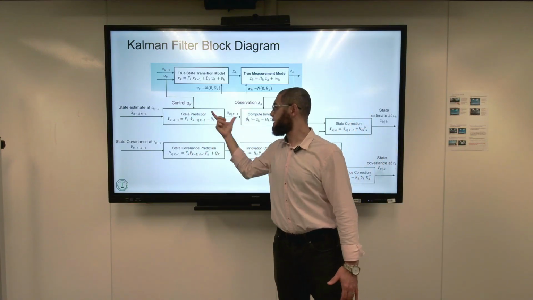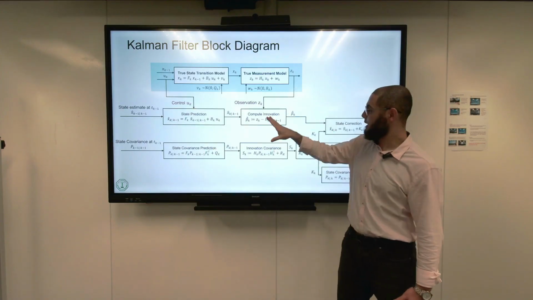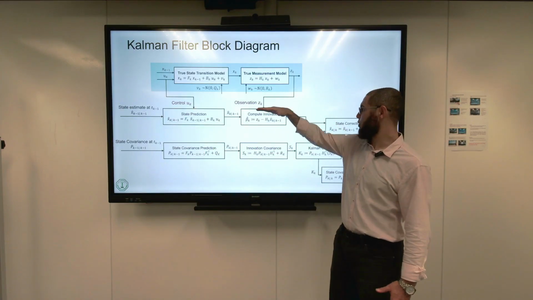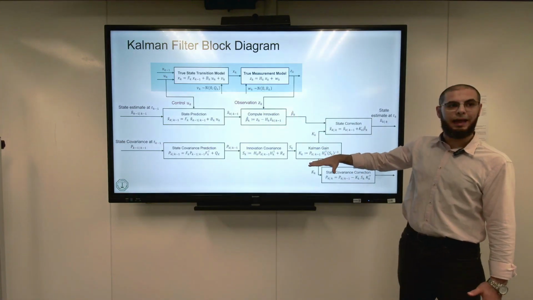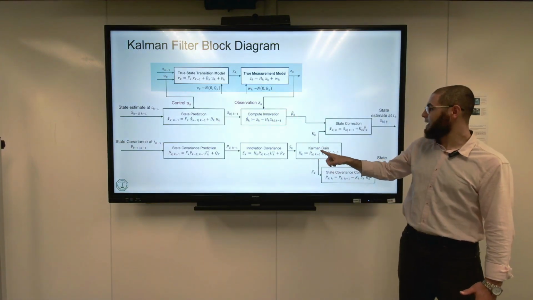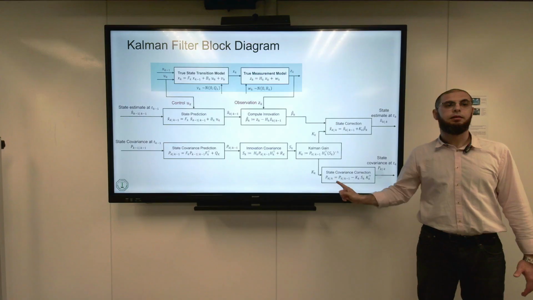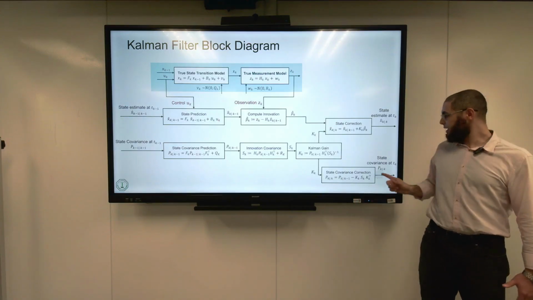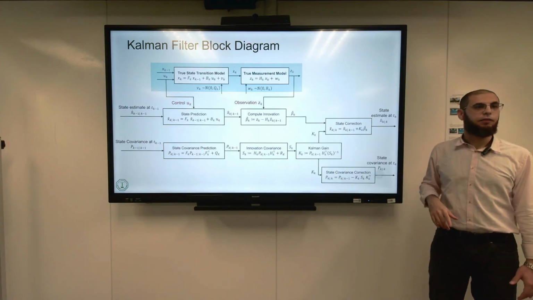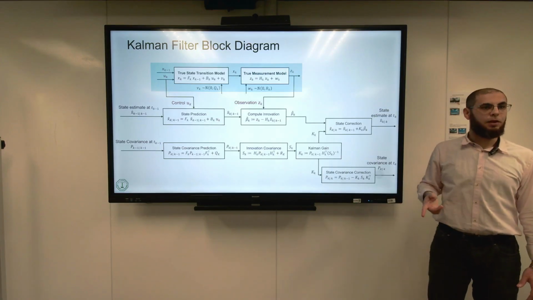So you see here, this is the prediction step. And after that, I compute the innovation and the covariance of the innovation. And afterwards, I calculate the Kalman gain. Then I use the Kalman gain to correct the state, and I use the Kalman gain again to correct the covariance of the state. In the end, I have the state and the covariance after the whole time step k.